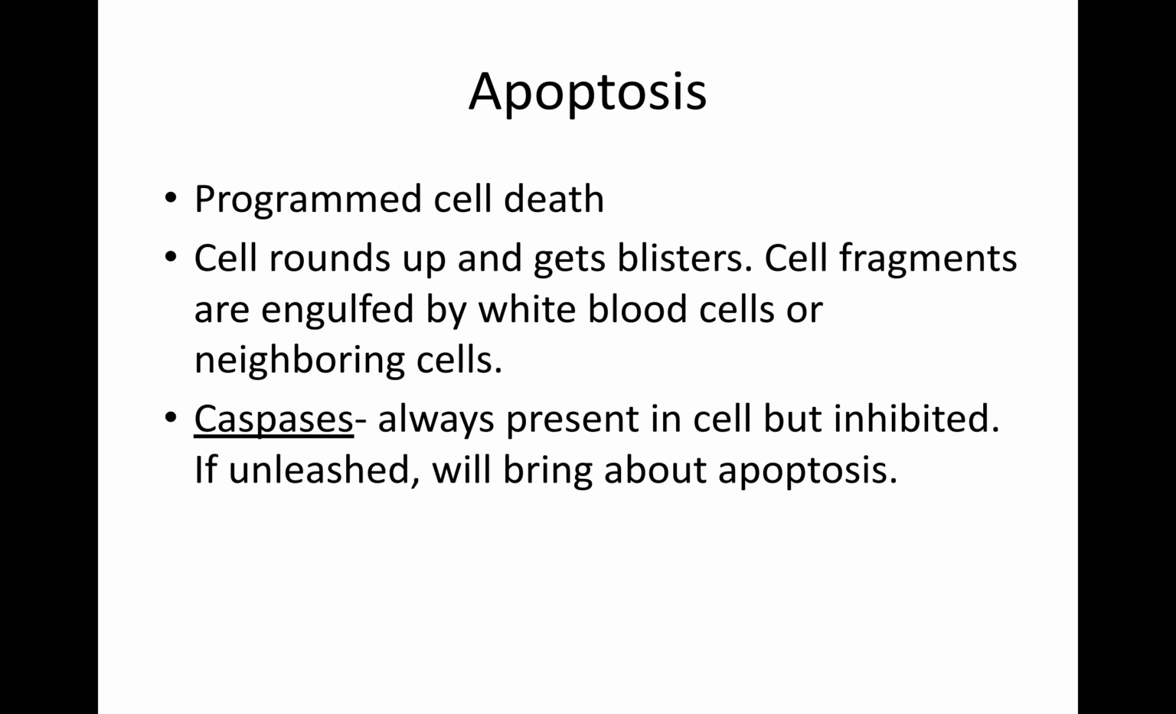Cells round up and get blisters. So they kind of swell up and they get little blisters on them, and cell fragments are engulfed by white blood cells or neighboring cells. And what happens is those parts are just reused. So your body, or an organism's body, is super, super efficient. Nothing goes to waste.